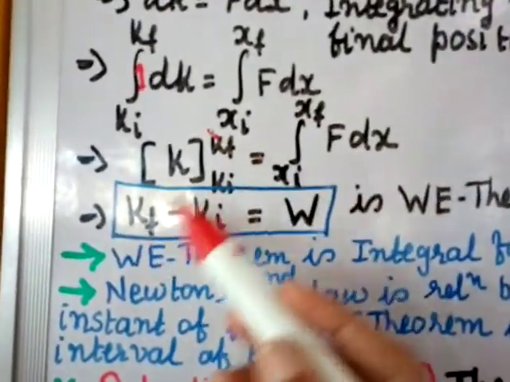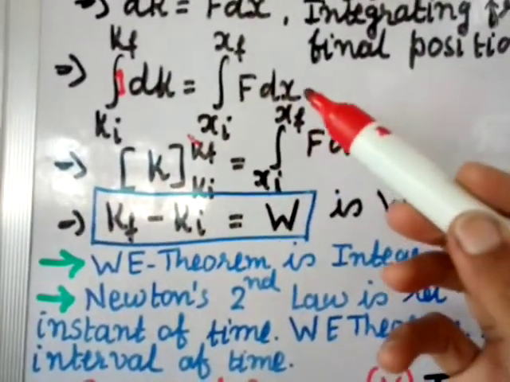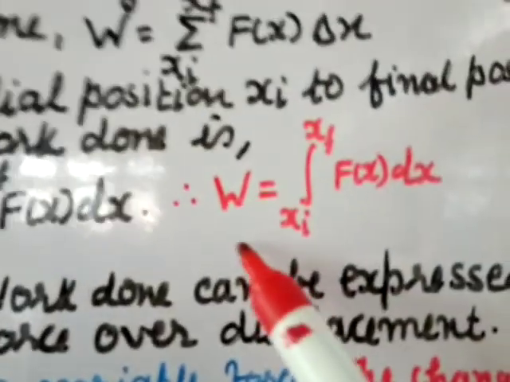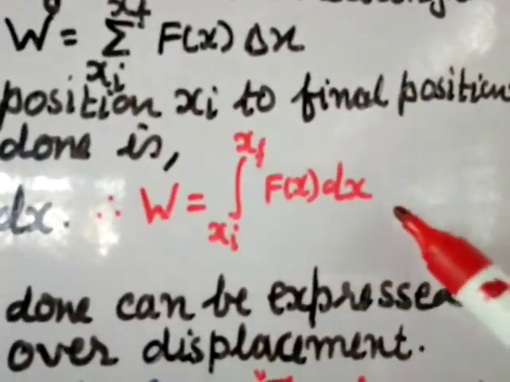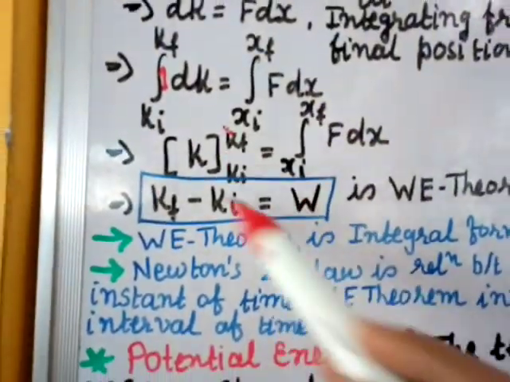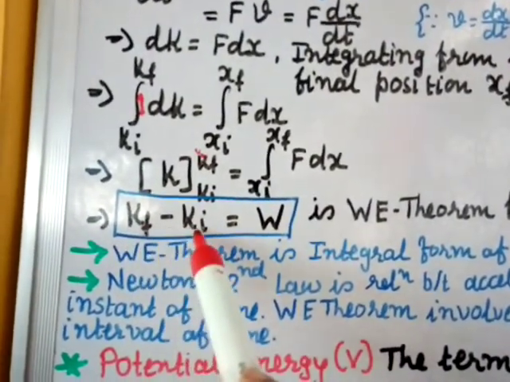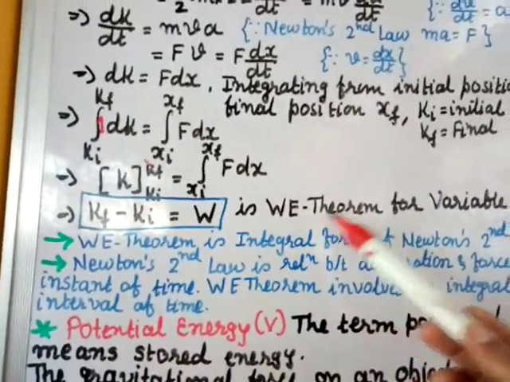So you get here kf minus ki, and this value integral xi to xf f of x dx, we know this value is equal to w. Okay, from here we know that integral xi to xf f of x dx is equal to w. So this value I write as w. So what we have got is the change in the kinetic energy, that is kf minus ki, equal to the work done, that is w, right? So this is the work energy theorem for variable force. Okay, that was the statement here.